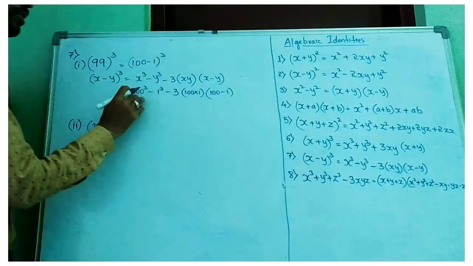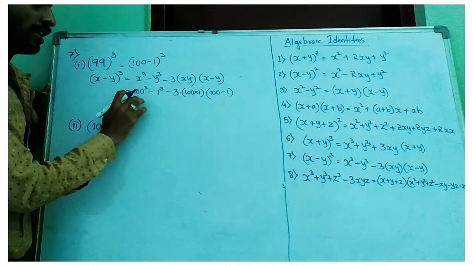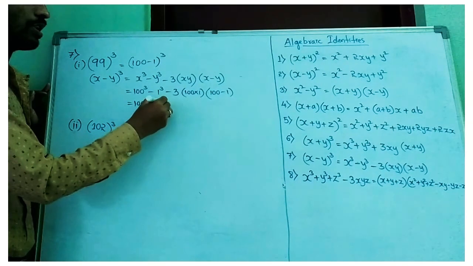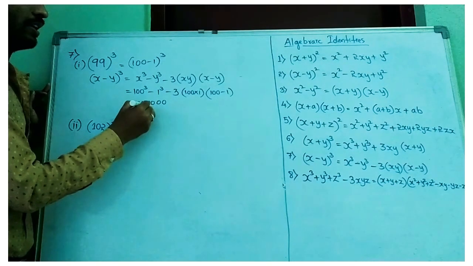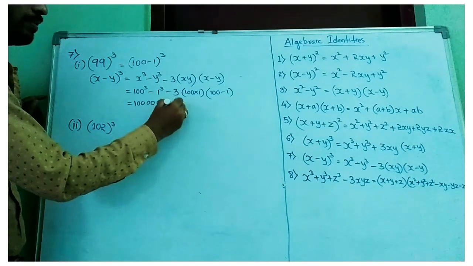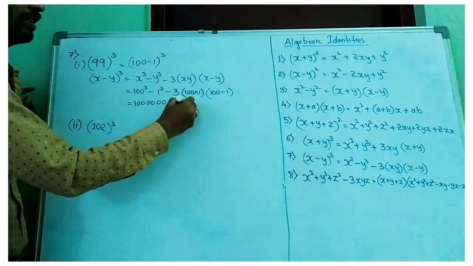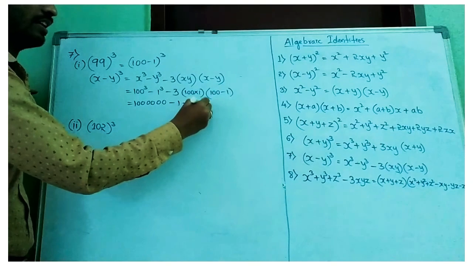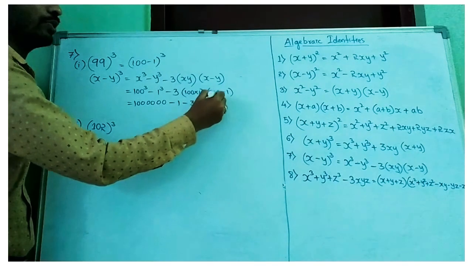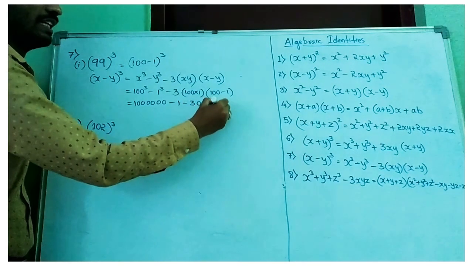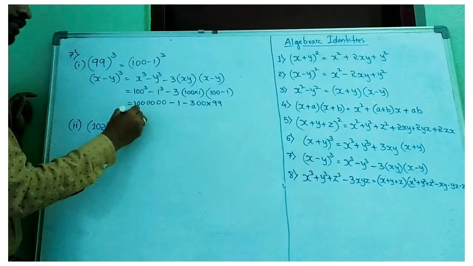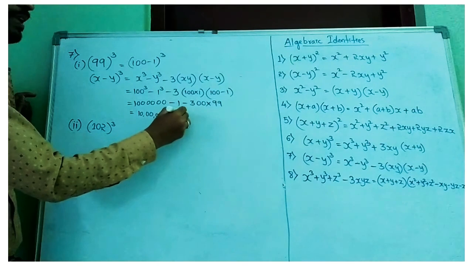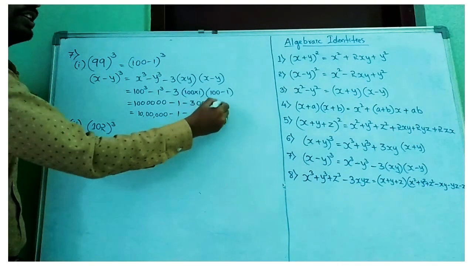100 cube, how do you write it? First 20, again 20, again 20. So it will be 10 lakh. Minus 1 cube is 1, minus 100 into 1, 100, 100 threes are 300, again into 100 minus 1, 99. So 10 lakh minus 1 minus 300 into 99.